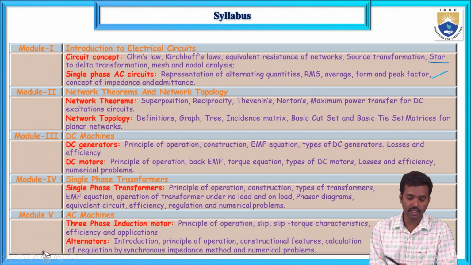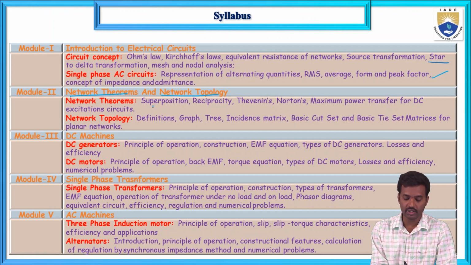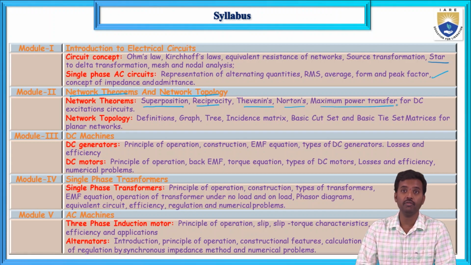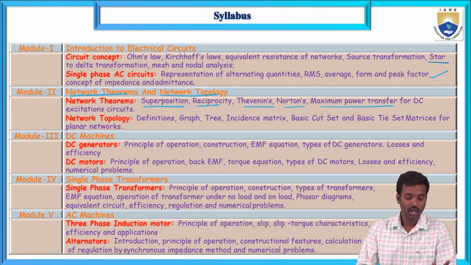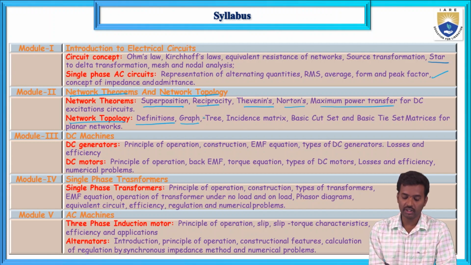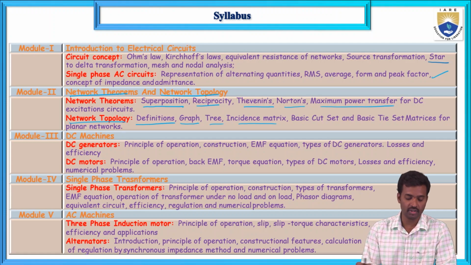Now the second module: network theorems and network topology. There are 8 theorems in total, but in this curriculum we cover the superposition theorem, reciprocity theorem, Thevenin theorem, Norton theorem, and maximum power transfer theorem, for DC excitation circuits only, not for AC excitation circuits. And next, network topology: basic terminology, graph, tree, incidence matrix, basic cut set matrix and basic tie set matrix for planar networks.